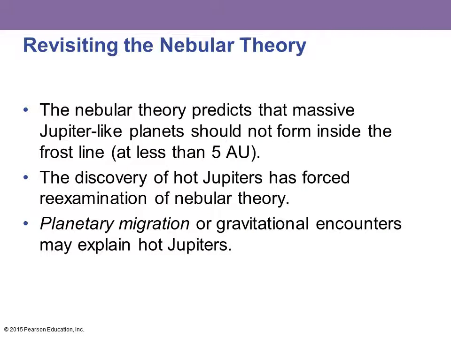So what about revisiting the nebular theory? Well, it predicts that massive Jupiter-like planets should not form inside the frost line, but the discovery of these hot Jupiters inside the frost line has forced a re-examination of the nebular theory. Perhaps we need to modify it a little bit to fit what our observations are actually showing us. So planetary migration or gravitational encounters might explain hot Jupiters. Remember, these are the two factors: planetary migration or gravitational encounters. Those are the two ways that we might explain hot Jupiters.